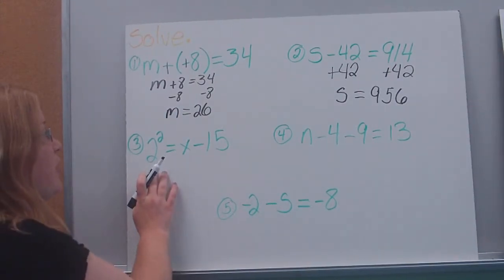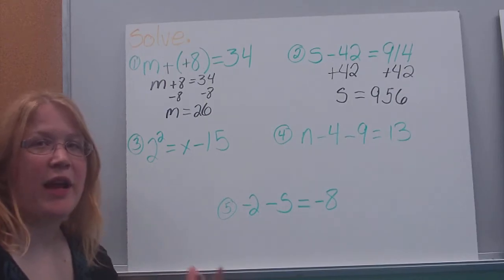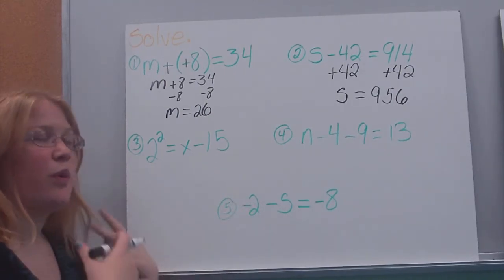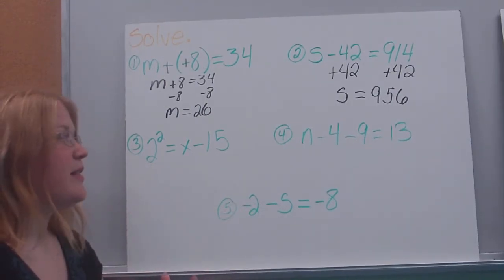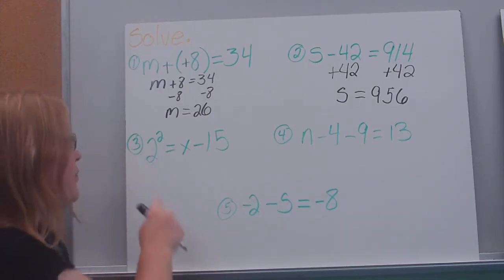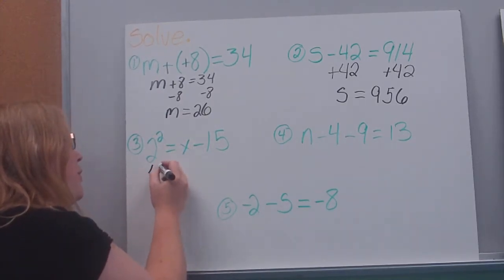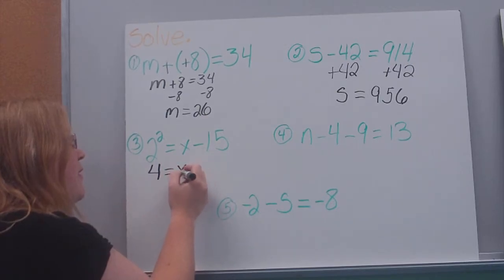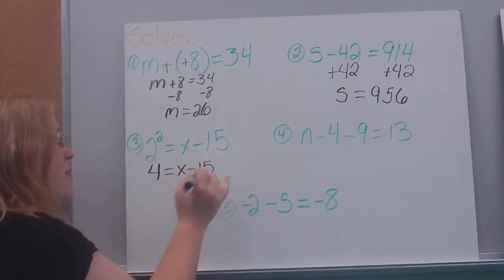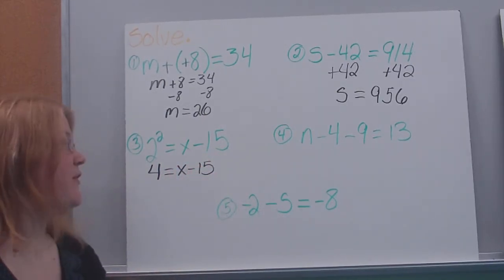All right, over here you'll notice I have an exponent. So whenever I have operations that I need to do, we want to do those first to make this a little easier on ourselves. So 2 squared is 4. We want to simplify that. 4 is equal to x minus 15.